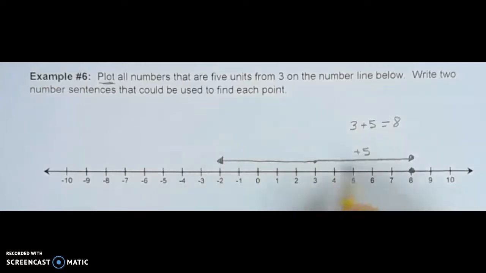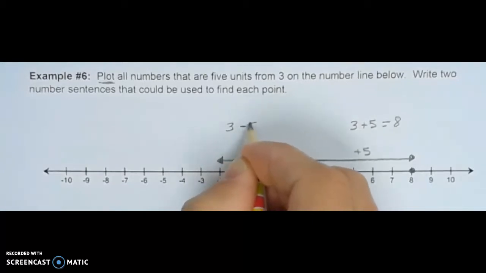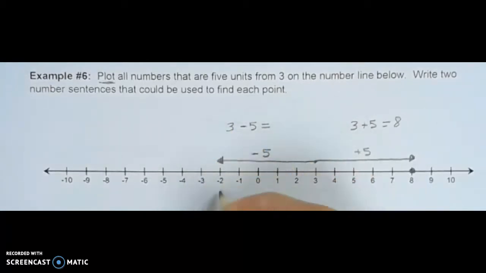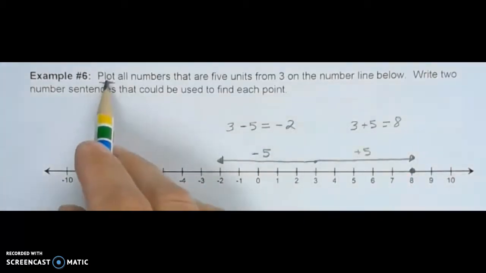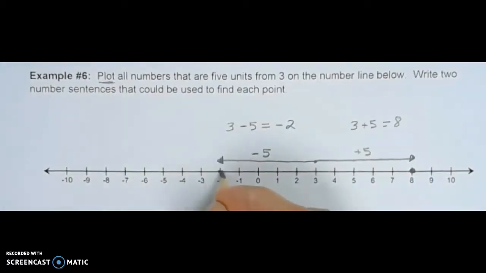1, 2, 3, 4, 5 units to the left, this time since I moved to the left, this arrow would represent a negative 5 or subtracting 5. So if I start at 3 and then I take away 5, I've ended here at negative 2. And again, they wanted us to plot the number, so I'm going to put a dot right here on the number line where negative 2 is located.